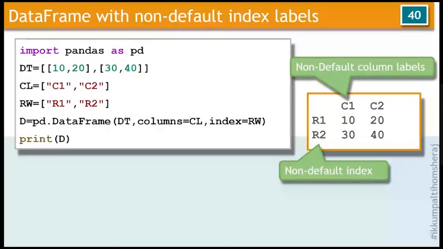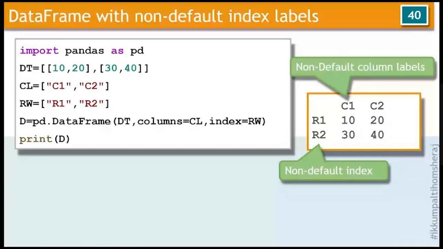In this particular example, when we want the row index also to be assigned, we are giving names to the row indexes as R1 and R2. So you can see in this example, we have data which is 2D, and column headings are C1 and C2, and the index for rows are going to be R1 and R2. So when you display it, you will see non-default column labels as C1 and C2, and non-default indexes for rows as R1 and R2. This is what a data frame is mostly going to be all about.